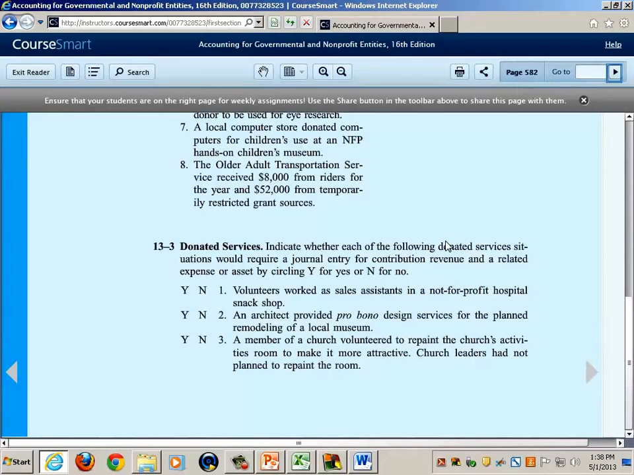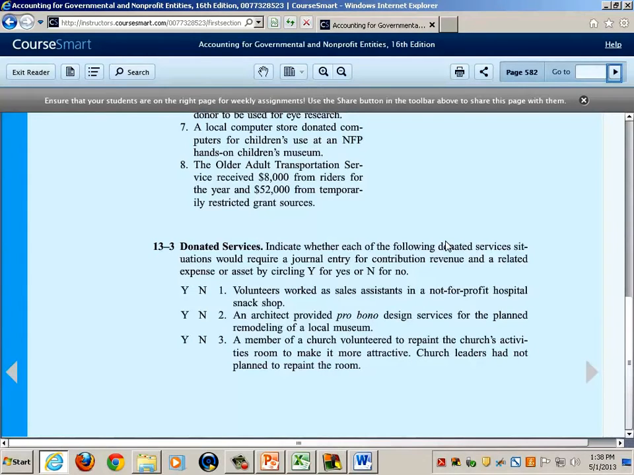Can you read this? Donated service. Indicate whether each of the following donated services situations would require a general entry for contribution revenue and a related expense or asset. Volunteer worked as sales assistant in a not-for-profit snack shop. Yes or no? Who says yes? Who says no? Okay, it is right. Yep, absolutely, that's no.